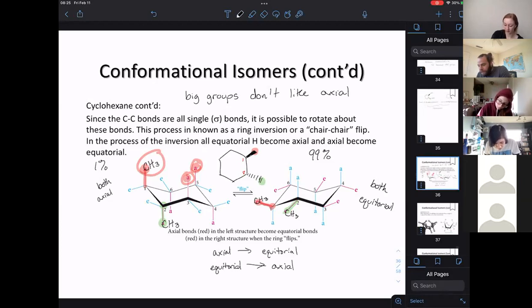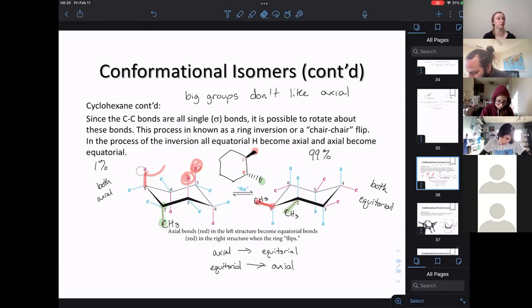Okay, if they can move out, if they can put themselves in a conformation where, in this case, this was ideal because this chair can just flip and both of those big bulky groups are in the equatorial position. Great, then it's just going to chill there, right? It won't flip back to where they're both in the axial position.